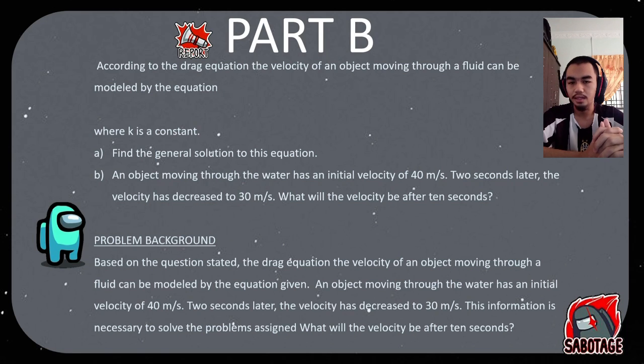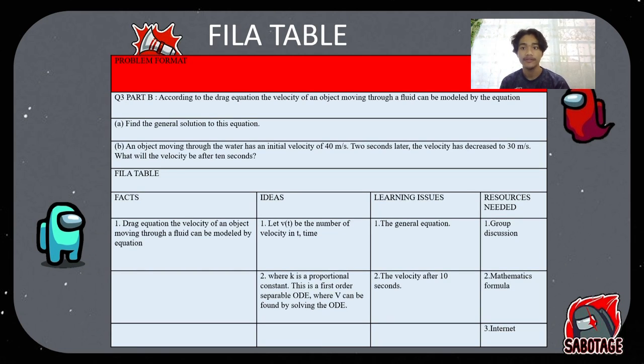For question 3 part B, in the fill table, we can divide into 4 segments, which are facts, ideas, learning issues, and resources needed. The first one is facts. First, the equation: the velocity of an object moving through a fluid can be modeled by the equation dv per dt equal to negative kv squared.